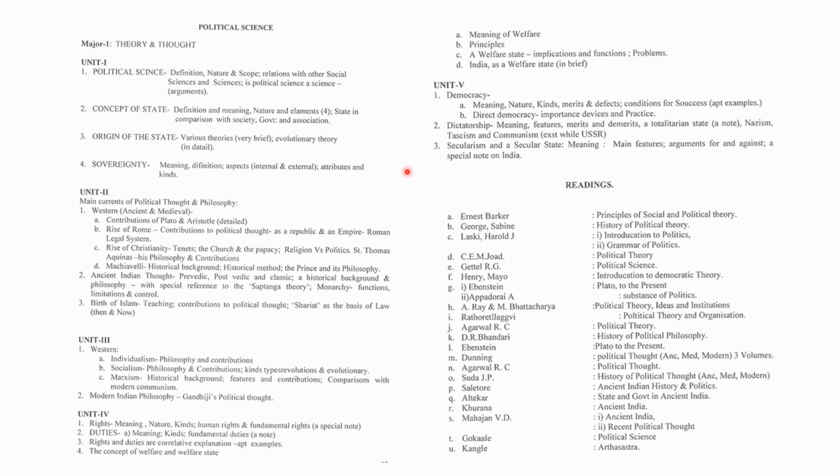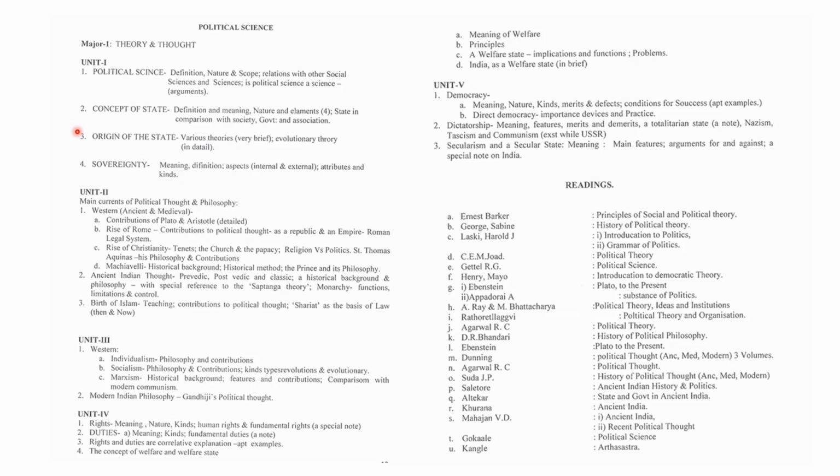So coming to political science, in the first unit you have an introduction to political science, like what is political science, its definition, nature, scope, its relation with other social sciences, and whether political science is a science or not, which is an interesting topic. And then you have the concept of state.